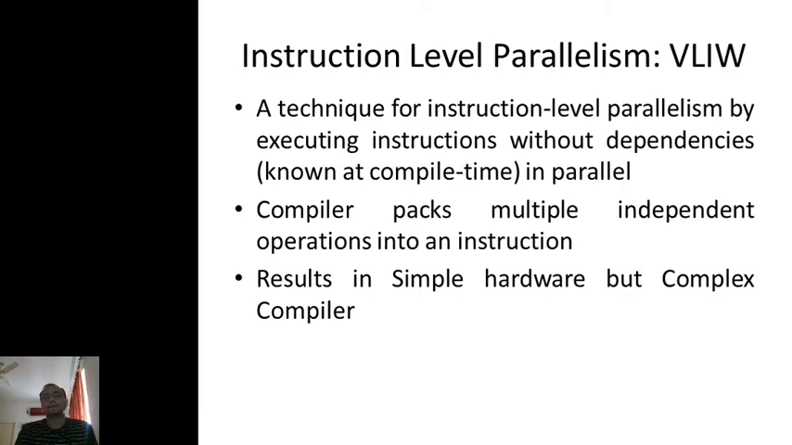Anyway, the second technique to achieve instruction level parallelism is VLIW. What is VLIW? It is Very Long Instruction Word. It is a technique for instruction level parallelism by executing instructions without dependency, which is known at compile time, and in parallel. The compiler packs multiple independent operations into an instruction, and that results in simple hardware but a complex compiler. Again, we are moving complexity into the compiler, not into the hardware. The hardware is simple. So let me explain.